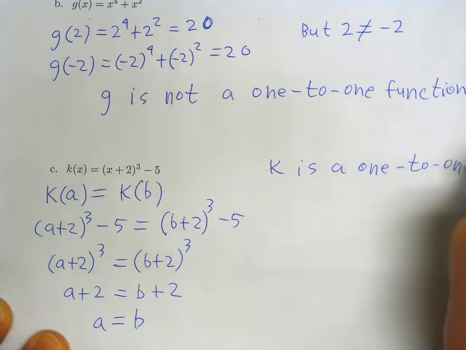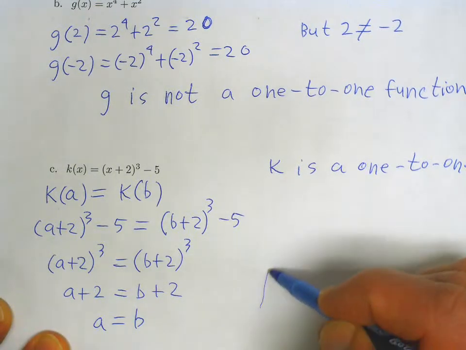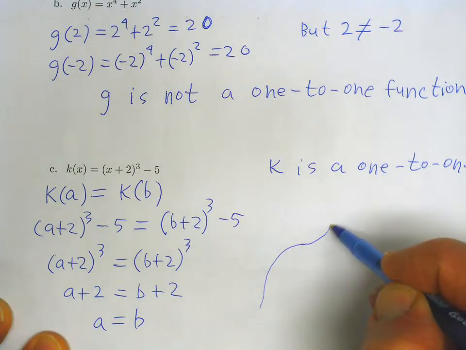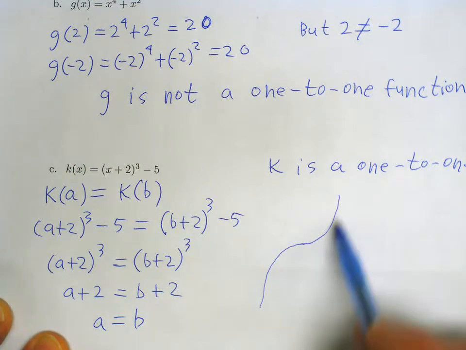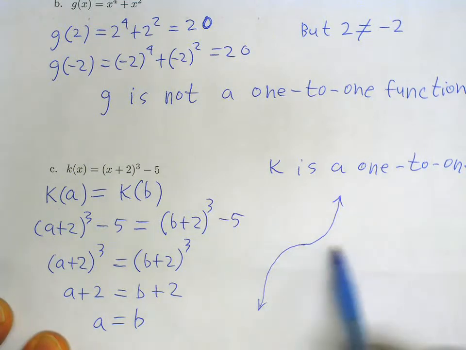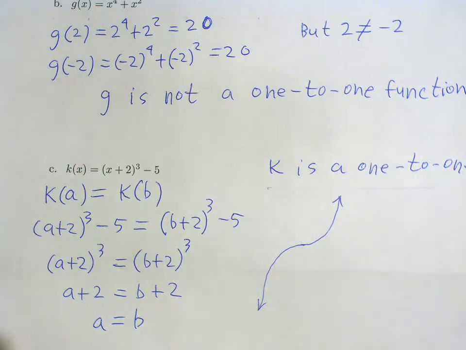This one would have a graph that looks something like this. It levels out and then it starts going back upwards. So it doesn't fail the horizontal line test, so it is a one-to-one function.